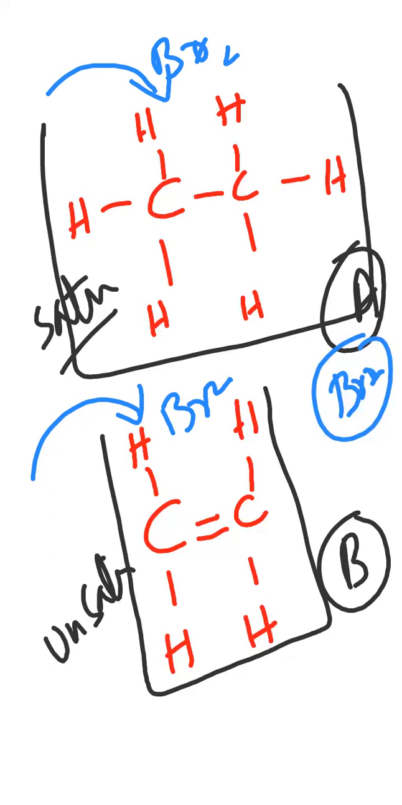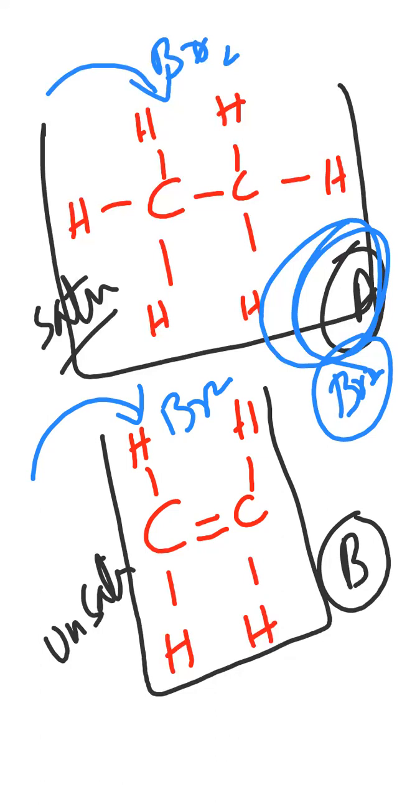I am adding bromine water in both the containers, or in both the test tubes. For example, we have alkane in the first test tube, and we have alkene, the unsaturated one, in the second test tube. And I am adding bromine water, which is reddish in color, in both test tubes. Ethane and ethene are gases. So when I am adding Br2 in the first container, which contains ethane, an alkane, I am adding Br2.